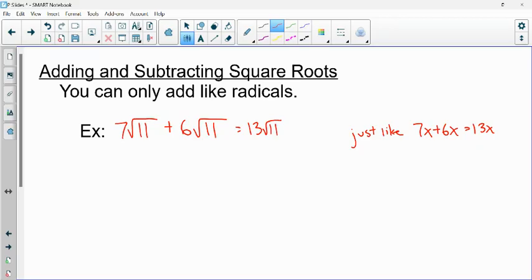You cannot add 5 root 3 plus 2 root 2. Those are not like radicals, so you couldn't add those together. You would just leave it as is. Okay? You can only add radicals that are the same.